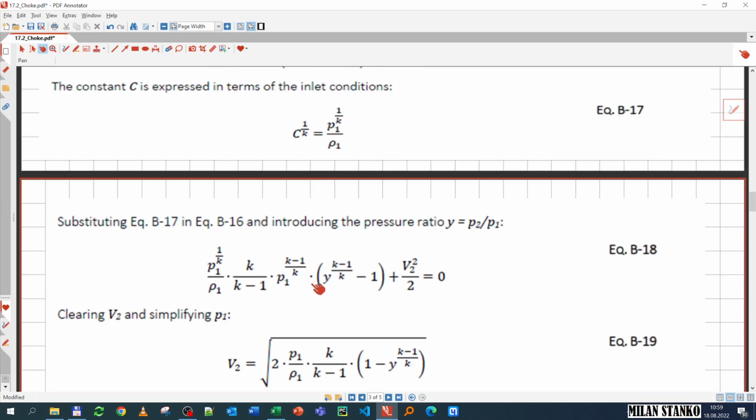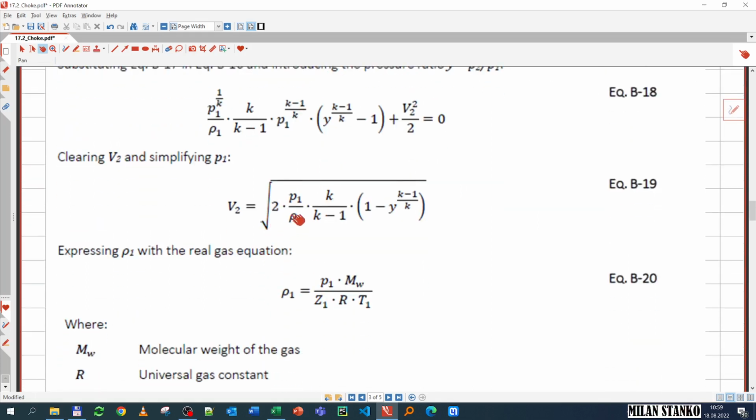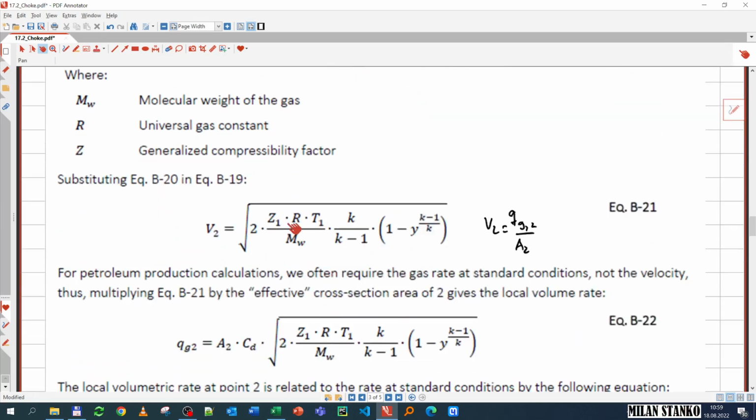So you see it looks already almost like what I need, but instead of having the pressure difference, I have the pressure ratio, but that doesn't matter. I have the inlet and the outlet pressure, and then I need the standard condition rate. So here I made some more changes. I substitute the density with the real equation of state using the C factor, and then I say that the velocity at the throat is equal to the local volumetric rate of gas divided by the throat area.